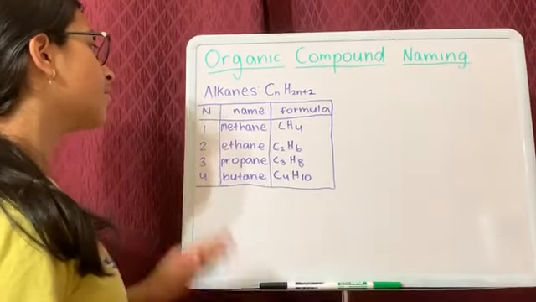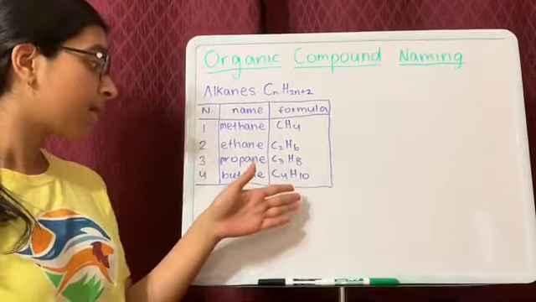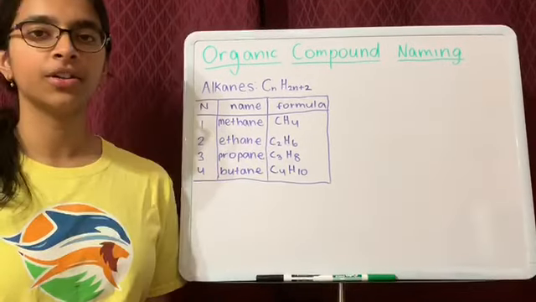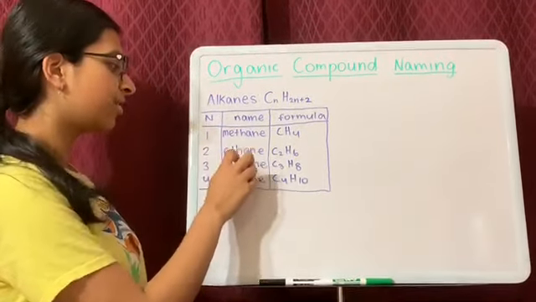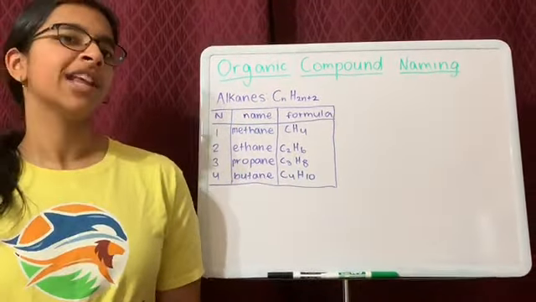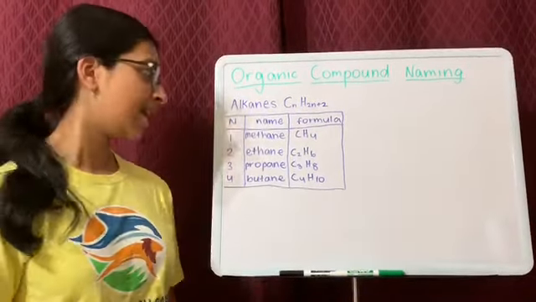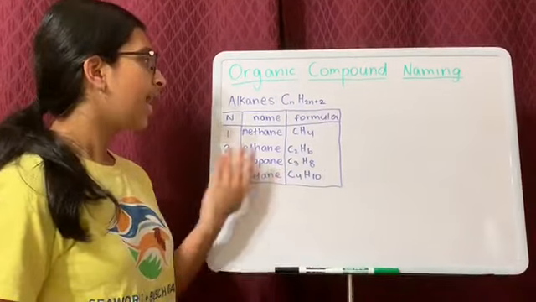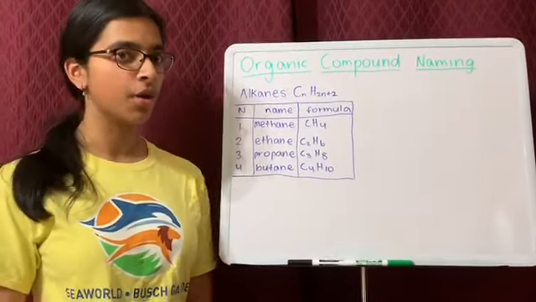If you want to make bigger alkanes, which have more carbons in them, you're just going to use your standard Greek naming prefixes. You might notice that meth, eth, prop, and but are different from the normal Greek naming prefixes from 1 to 4, but from 5 onwards, they're going to be the same. So a 5 carbon alkane is going to be pentane, 6 carbon is going to be hexane, and so on.